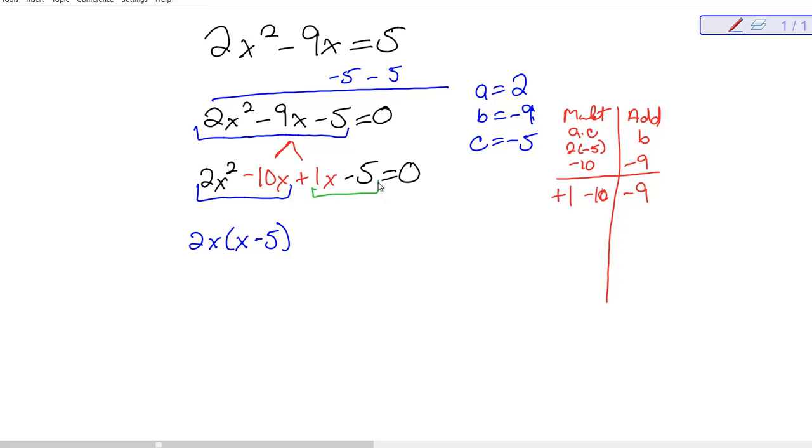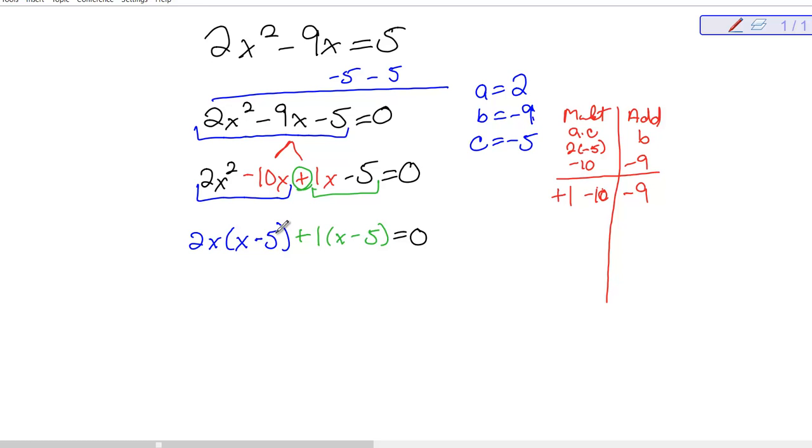Then I look at these two. Remember, I always take this sign, and then I look and say, okay, what's common? Well, nothing is really common, so I'm going to take a 1. Remember, you have to take something, so if you can't take anything else, always take a 1, which is going to leave me with an x minus 5, still equal to 0. I still have not finished because I do not have a parentheses times a parentheses yet.